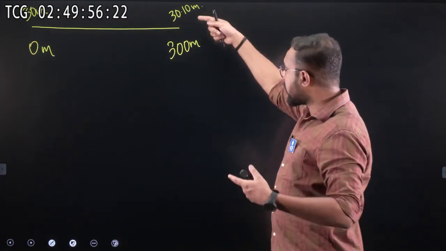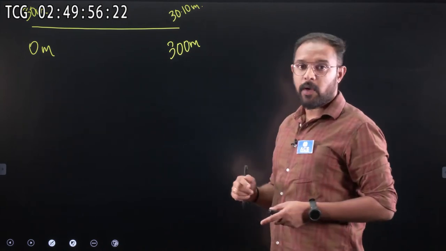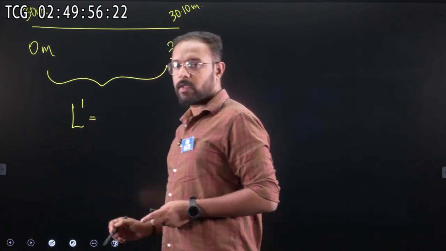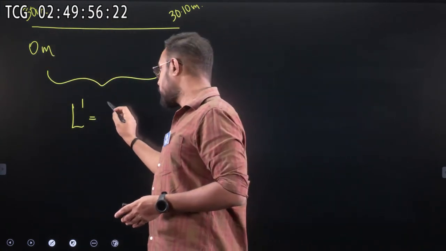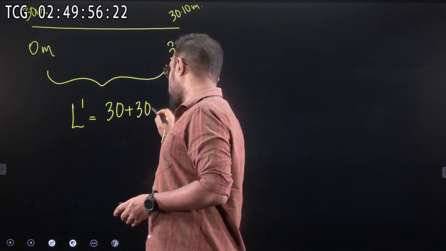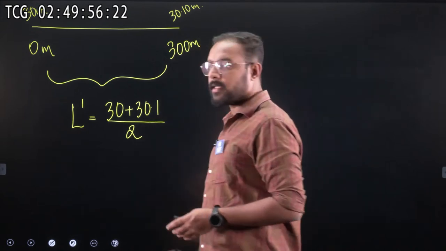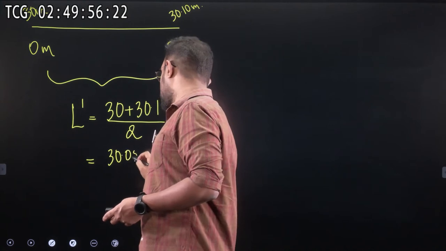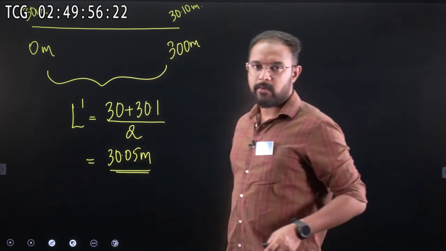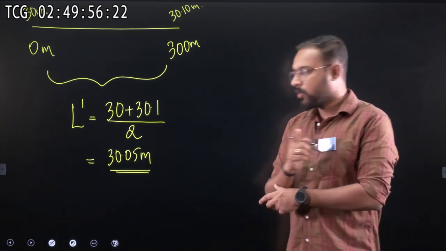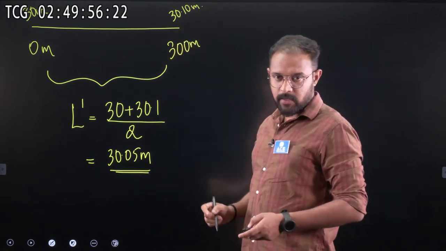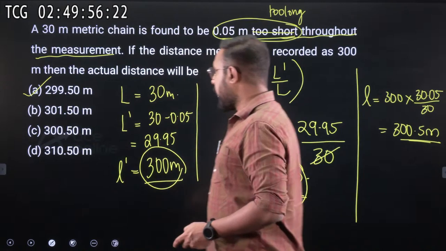Now at the starting time it is 30, and after measuring 300 meter, what is our chain length? 30.1 meter. So what is our L dash value here? That is the question. What is the value of L dash? Starting value 1, ending value another. What is the basic logic? Basic logic is you take the average. So 30 plus 30.1 by 2, you will get 30.05 meter. Use this value to calculate. That's the second model of question they will ask. So here, don't take L dash as 30.1, that is wrong. You have to take the average because end values are different. Okay, good. That's it.